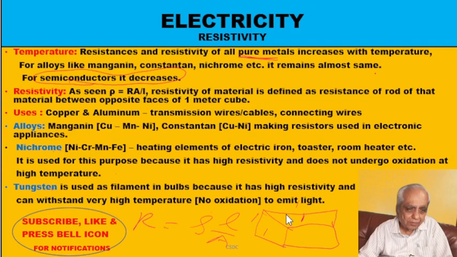Now copper and aluminium wires are used for transmission wires or in cable connecting wires. Alloys, manganin and constantan, are normally used as resistors. Resistor means resistance of some fixed value which we want. So based upon that we will design the length and area of cross section of this. So they are resistors, so the value of the resistance is known. Nichrome is used for heating elements, electric iron, toaster, room heater, wherever we are converting electricity to heat.